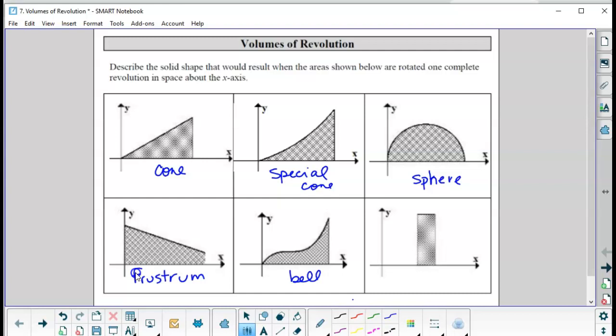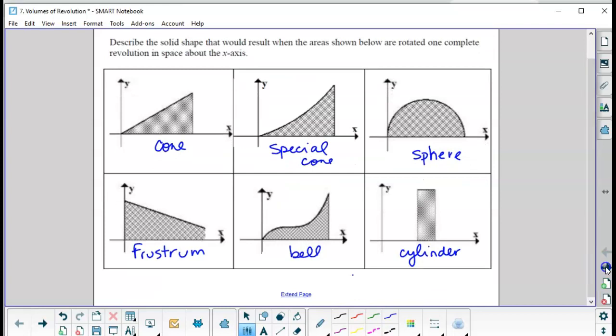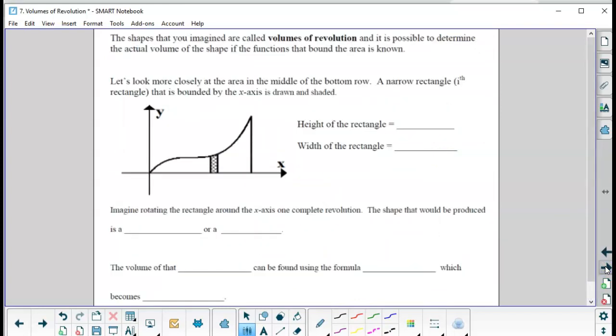And then this, when you rotate, is really just going to be a cylinder. So that last one is really important when we're considering how to calculate the volume of any function. It goes back to the area under a curve and approximating with an infinite number of rectangles that are formed. So just to summarize here, the shapes that you imagined are called volumes of revolution, and it is possible to determine the actual volume of the shape if the functions that bound the area is known.